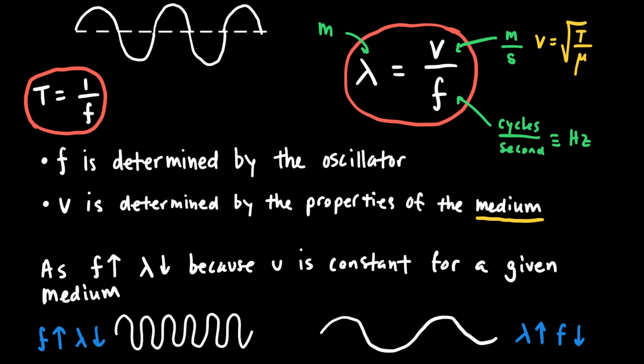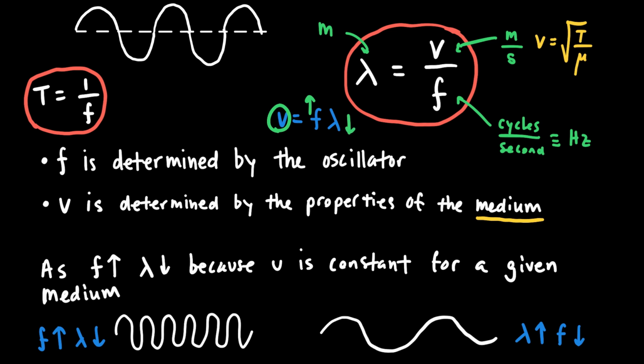Now I'm at the bottom of the screen, and I want you to realize that because for a given medium the speed is going to be constant, if the frequency goes up, the wavelength has to go down. If you look at the equation, you could see that wave equation written as v equals f lambda. And if v is constant, so I'm using the same rope, then the tension's not changing, the mass per unit length is not changing, and therefore if the frequency goes up, the wavelength has to go down, and vice versa.